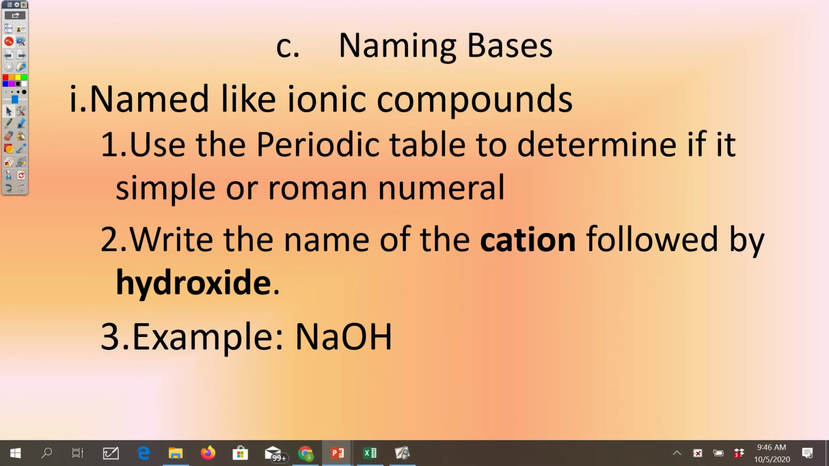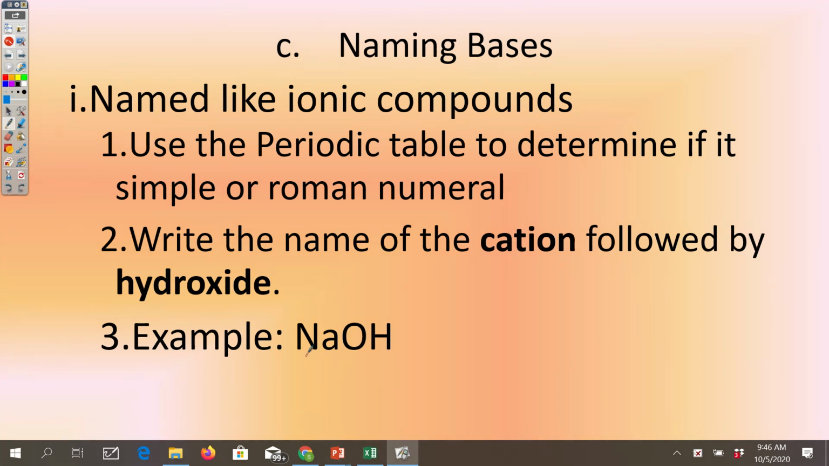Okay, naming bases is the same exact thing as naming ionic compounds. First, you're going to use the periodic table to determine its type, whether it's simple or Roman numeral, and then you're going to name the cation followed by hydroxide, because all bases will pretty much end in hydroxide.